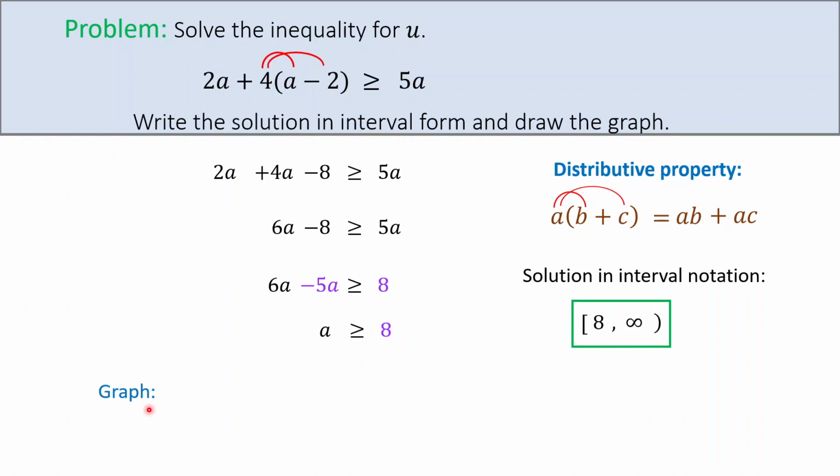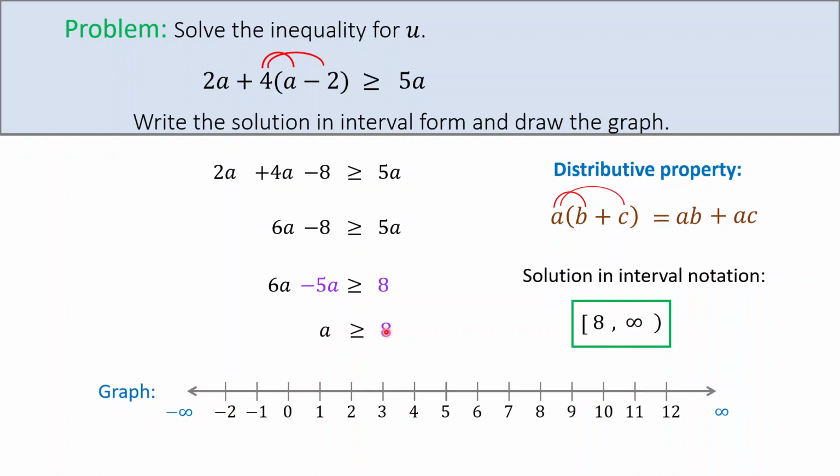Now we draw the graph. You have 8 here, so go to the 8 and put a filled circle because there is an equal sign. This is greater than, so you need to draw a line all the way to positive infinity. Instead of a filled circle, you can also put a bracket. This is the graph.